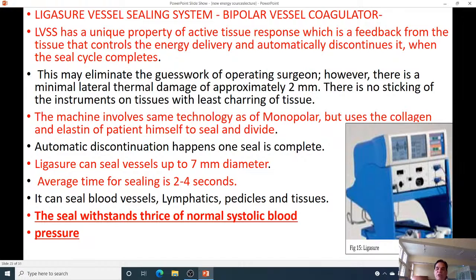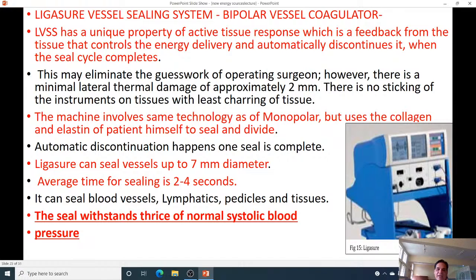This machine involves the same technology as monopolar, but the use is different. What is it using? It is using the patient's collagen and elastin to seal and divide. Collagen is always important for sealing. Elastin is a part of it. So the body's own parts or mechanism is used to form a seal. This is the importance of a vessel sealer system. And most important, automatic discontinuation when the seal is complete.